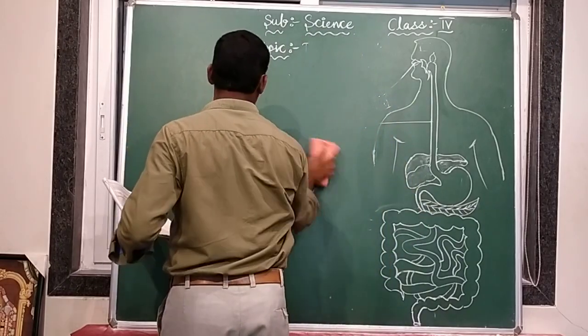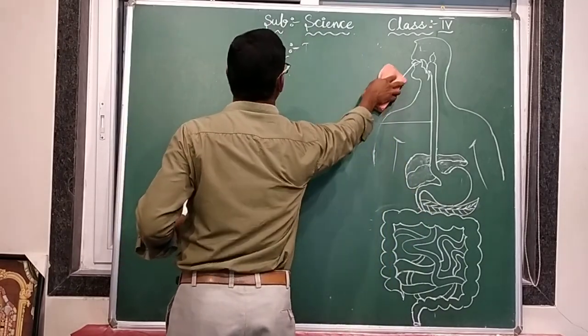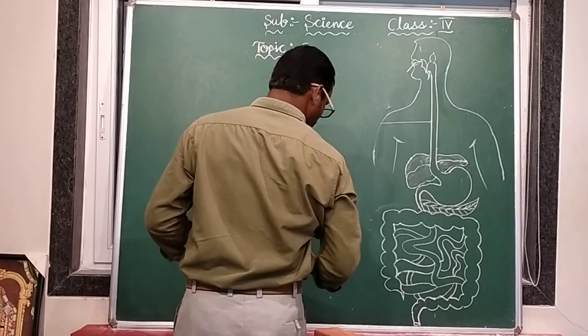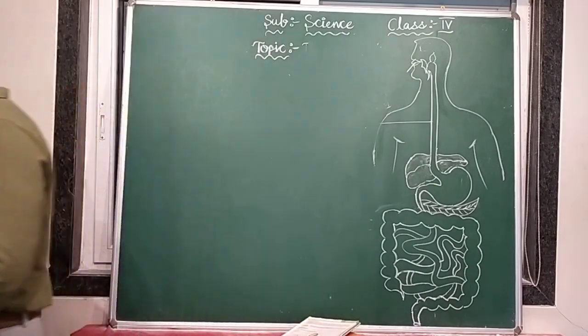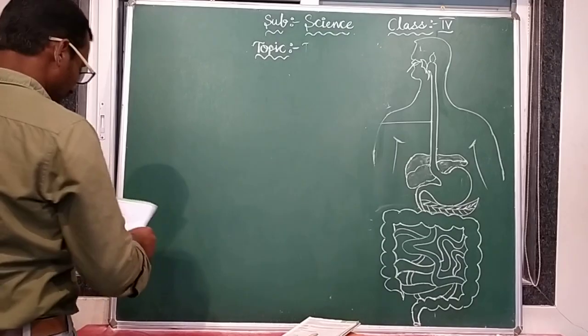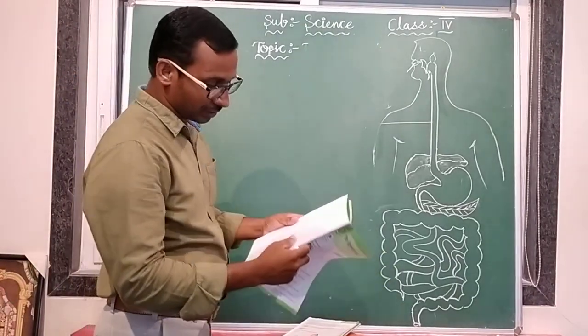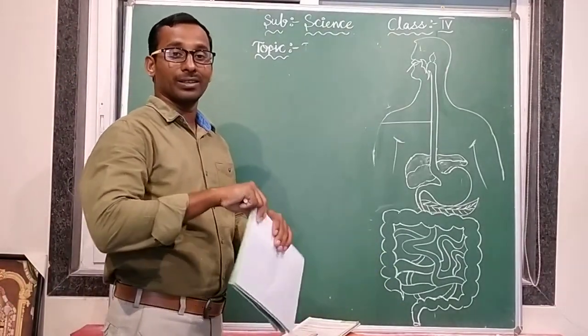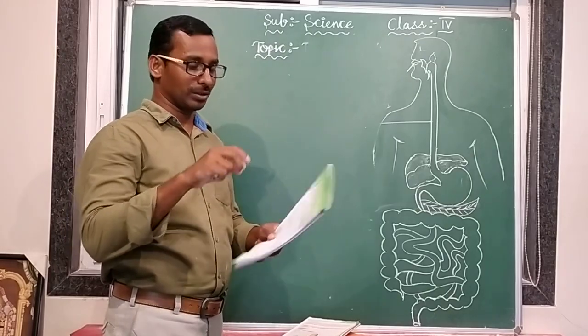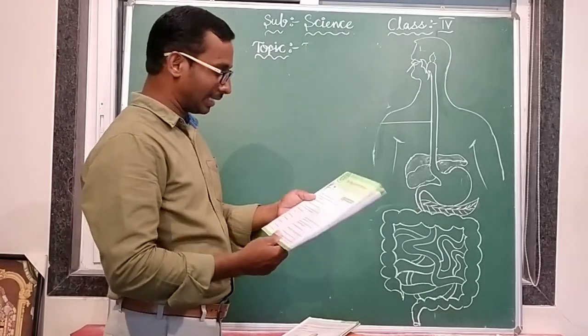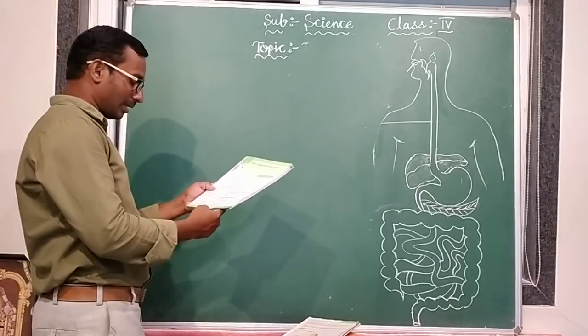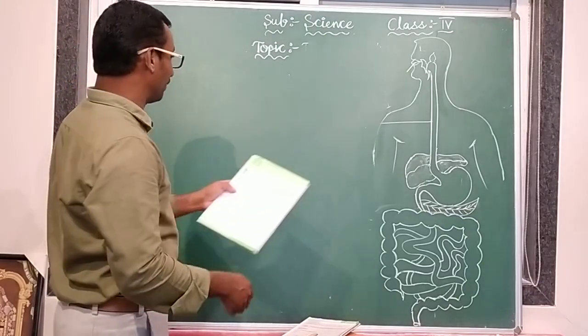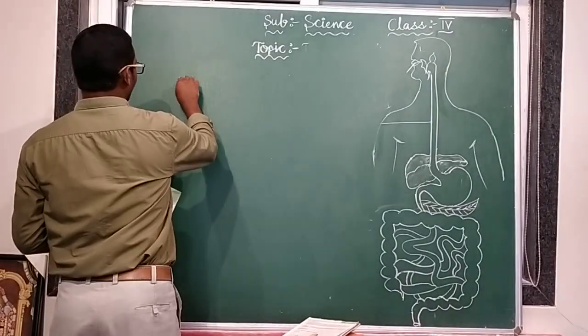Open your worksheet. Do you have the worksheet? Yes. Open the worksheet. Okay, this is your worksheet. Do you buy books? If anyone has not bought books, buy books, and follow the books. And see here, open page number 5. This is homework for you.